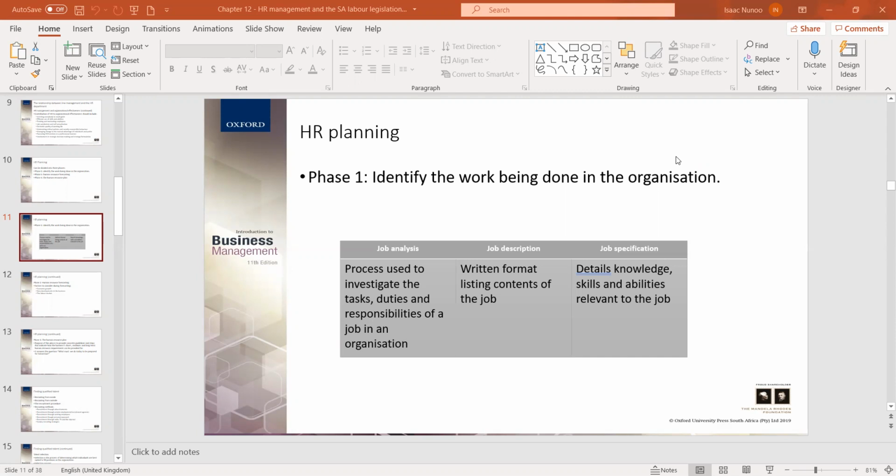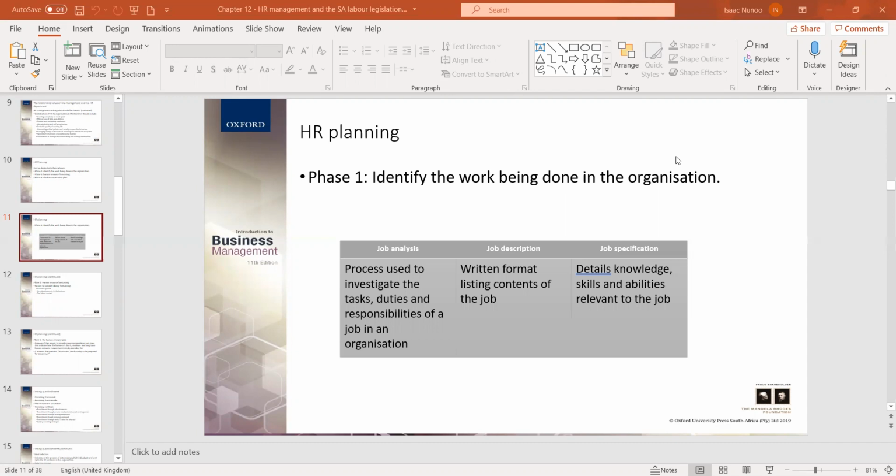So we start with job analysis, the first step in identifying the work to be done. Job analysis is the process by which management systematically investigates the tasks, duties, and responsibilities of the jobs within an organization.